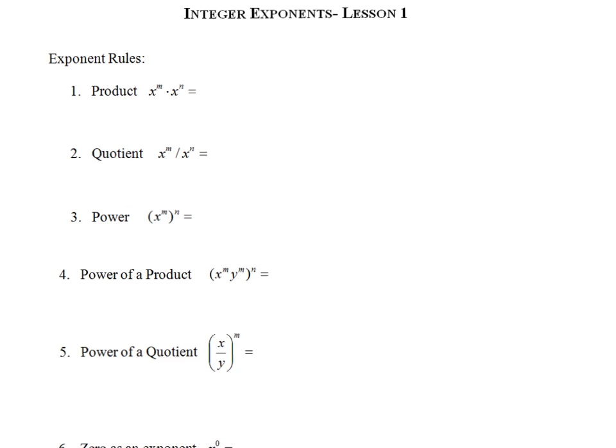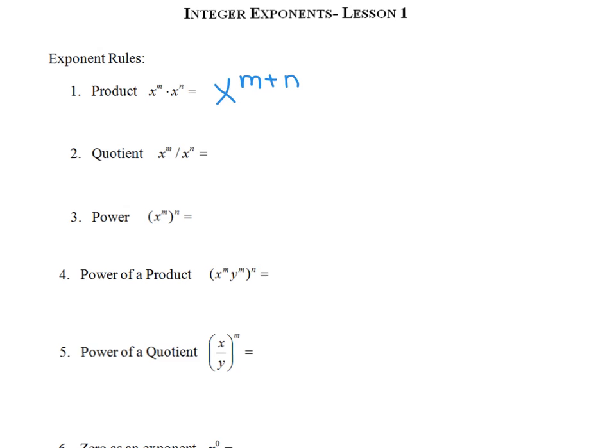We're going to begin our unit on exponents with a review of the exponent rules from algebra. Looking at our list, the first rule is the product rule. When I am multiplying two bases and the bases match, in this case both are x, all I need to do is add those exponents together and keep the same base. So it's going to be x to the m plus n.